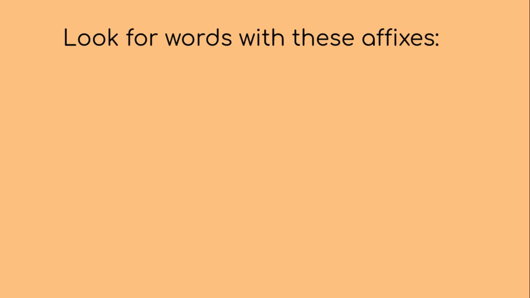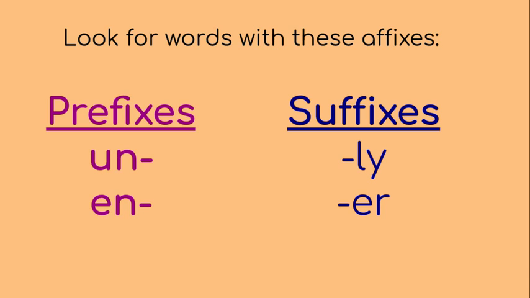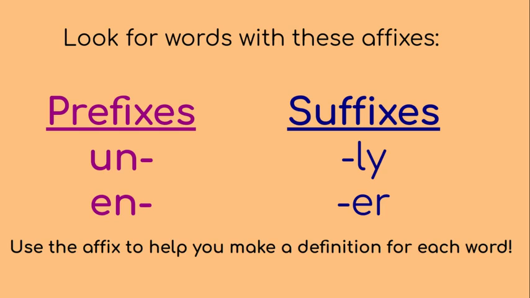Now I'm going to show you and read aloud a longer text about how scientists are helping sea turtles and their babies. As I read, I want you to be looking for words with prefixes un and en and words with the suffixes ly and er. My suggestion is to pause the video each time you find one so you can say the word and its meaning, or you can listen to the whole passage all the way through, and then you can go back to find the words and their meanings. You'll have to go back in the video, though, to do that. Up to you. Remember to use the affix to help you make a definition for each word.